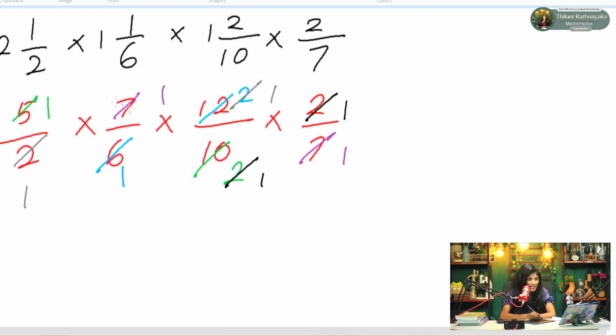So, 1 times 1 times 1 times 1 is 1. Here, 1 times 1 times 1 times 1 is again 1. 1 over 1 means, what is the answer? Yes, that is also 1. That's it. Very easy, right?